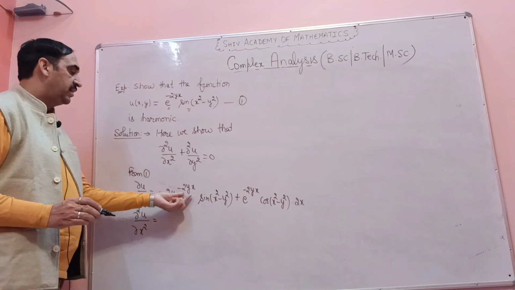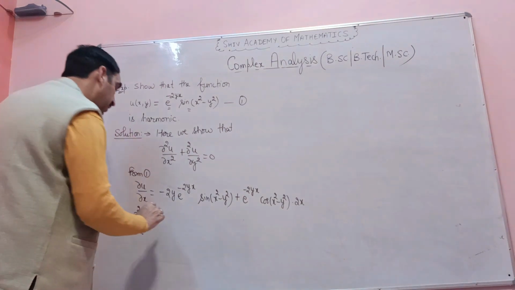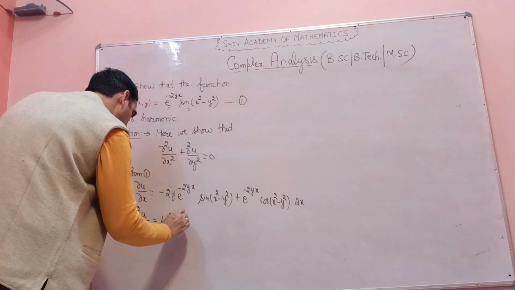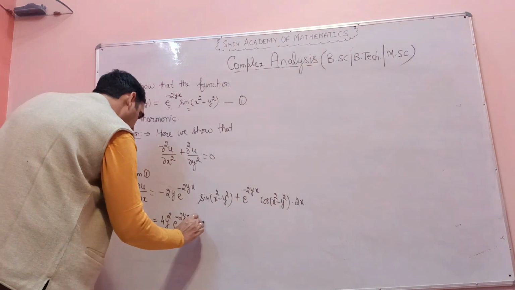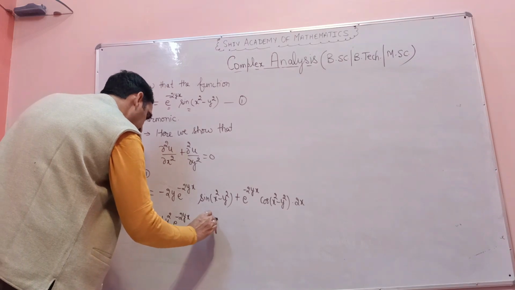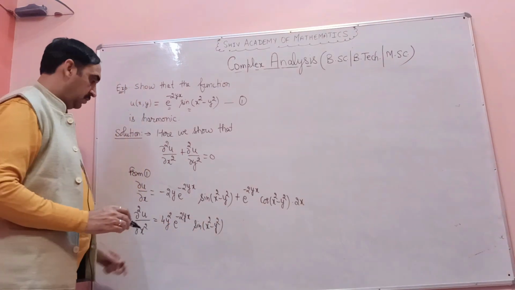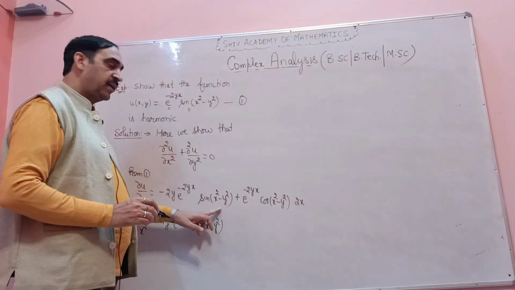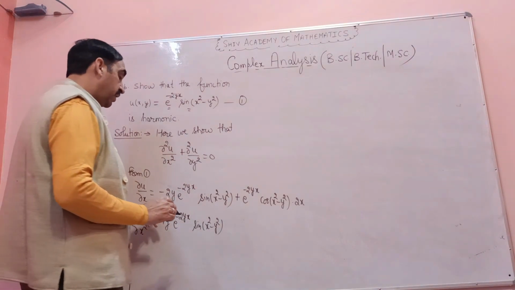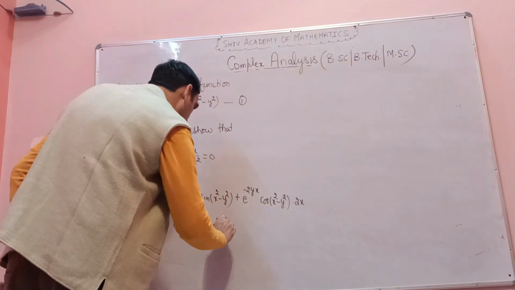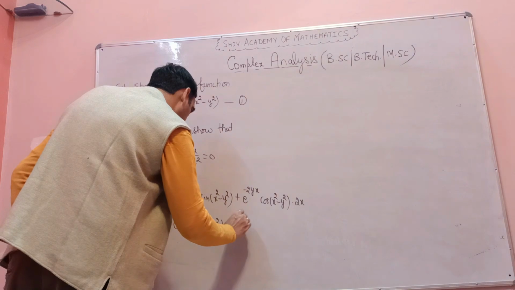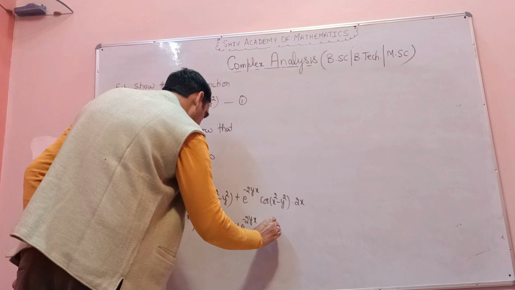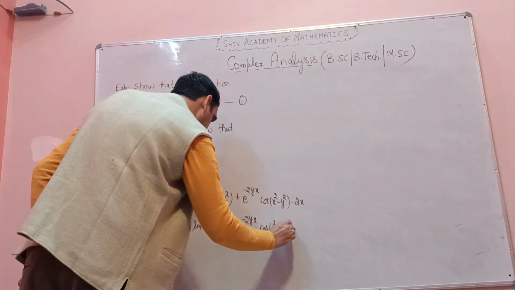Again we get this minus 2y outside, it is 4y² e^(-2yx), and this is sin(x² - y²) as it is. Again, because there are two terms of x, first term is this, second term is this. So again we differentiate the sin(x² - y²), so it is minus 2y e^(-2yx), and it is again cos(x² - y²) into 2x.